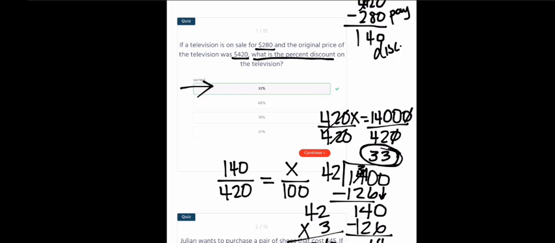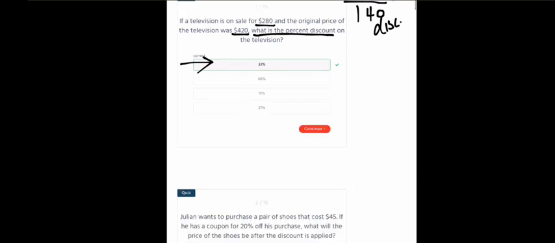Remember, 33 is a percent of the discount. That means that this television was 33% off, and that's why it cost $280. Okay, I hope you got it. I'm going to keep going. Let's look at number 2 together.